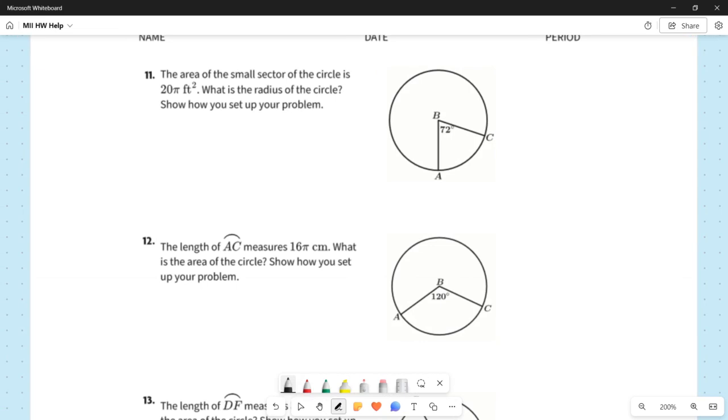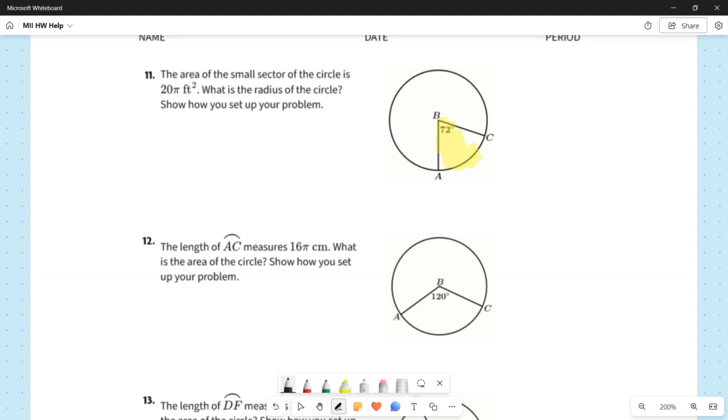Question 11. The area of the small sector of the circle is 20 pi square feet. What is the radius of the circle? Show how you set up your problem. When they say the small sector, they're talking about that piece right there. They're giving us the area of that piece. We're told that the area of the small sector is 20 pi, and we're looking for the radius.